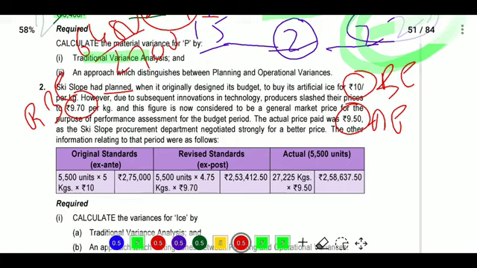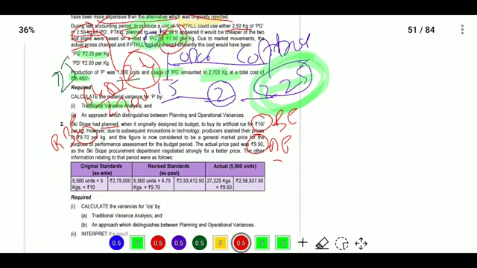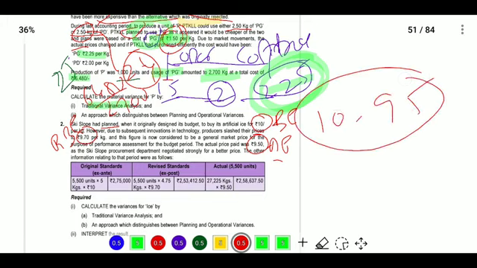Next, if you want to go for price variance, what will give price variance? Traditionally we go with budget against actual. So 10 minus 9.5, into the actual quantity. We don't know the actual quantity now. What is the actual quantity? They provided it directly here: 27,225 will be the actual quantity. That is how we get the traditional variance.